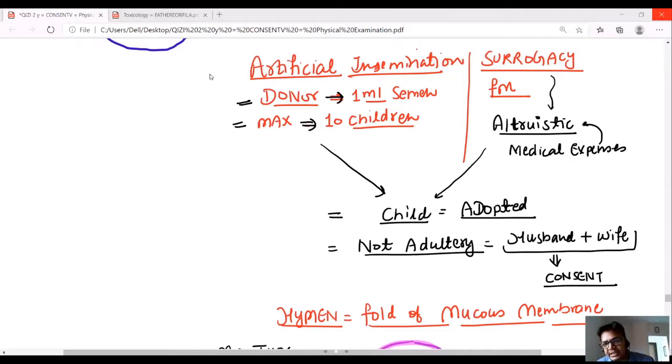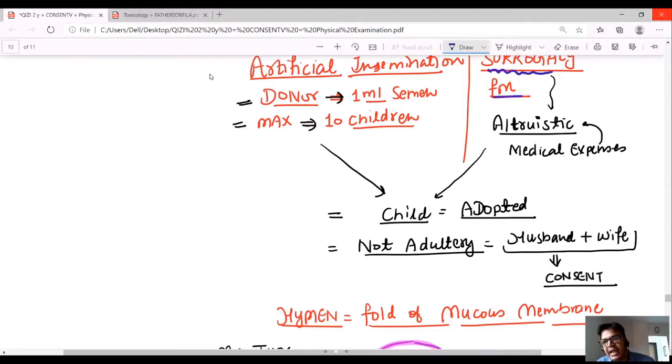Another word is surrogacy, where we hire a female. Doctor Sahab, in artificial insemination we use a donor, like Vicky Donor. 1 ml of semen is sufficient, and a single donor can produce a maximum of 10 children. It's not like Vicky Donor, who populated a whole village. A single donor can produce a maximum of 10 children. We only require 1 ml of semen.